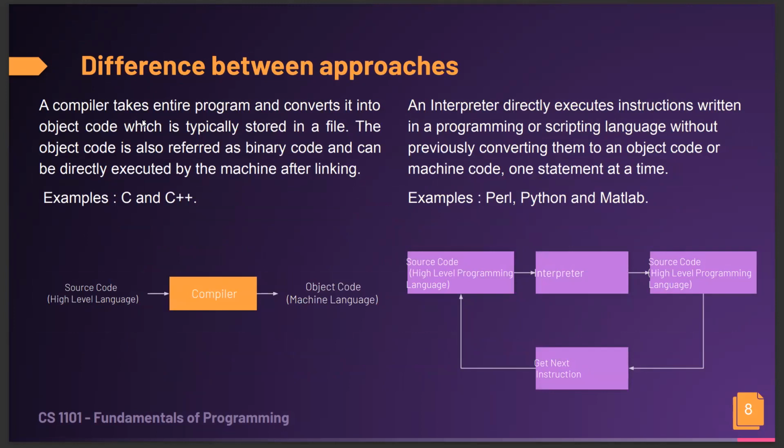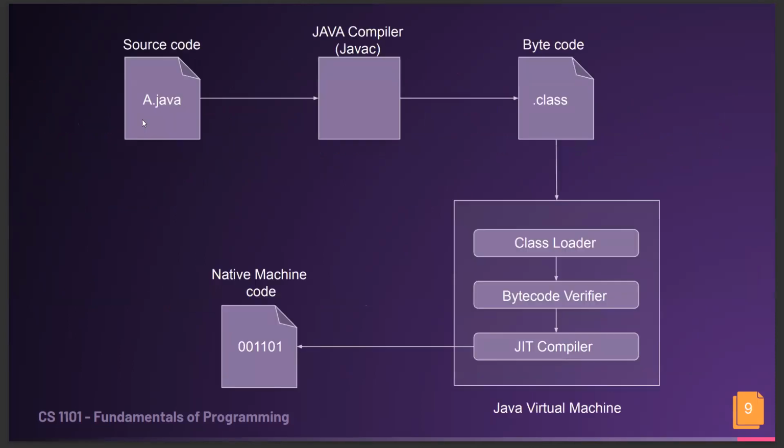A compiler takes an entire program and converts it into an object code, which is typically stored in a file. The object code is also referred to as binary code and can be directly executed by the machine after linking. An interpreter, on the other hand, directly executes instructions written in a programming or scripting language without previously converting them into an object code or machine code, one statement at a time. This means that a compiler doesn't require the source code during execution, and it only requires it during compilation. An interpreter, on the other hand, requires the high-level programming source code each time the program is run.